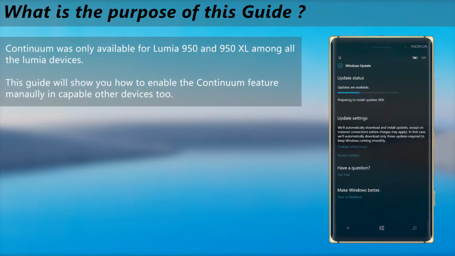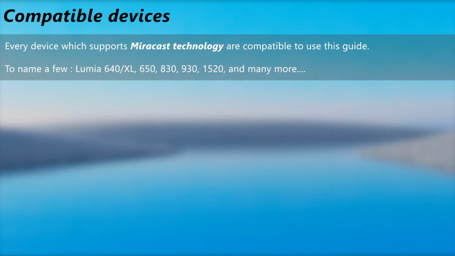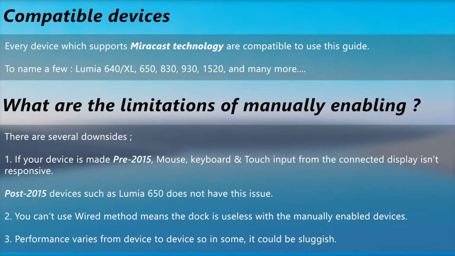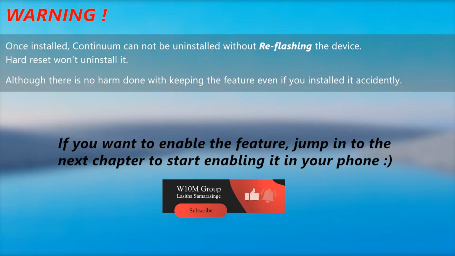So, with this guide, we will show you how to enable Continuum in other capable devices too instead of only having it for Lumia 950 and 950 XL devices. Every device which supports Miracast technology can use this guide to enable Continuum manually. Although there are some limitations due to hardware differences in old devices when manually enabled. Also, I have to mention that once Continuum is installed using this guide, you can only get rid of it by reflashing the device. If you feel okay with these, continue to the next chapter to start enabling this feature in your device.